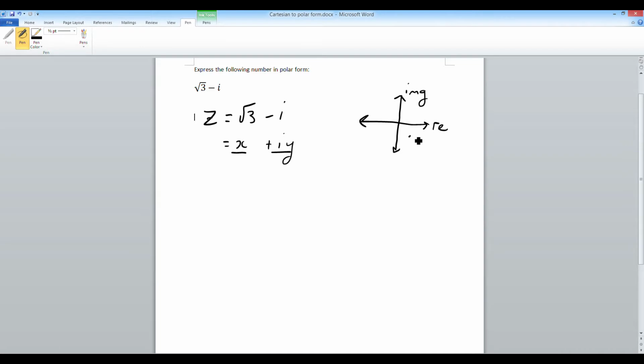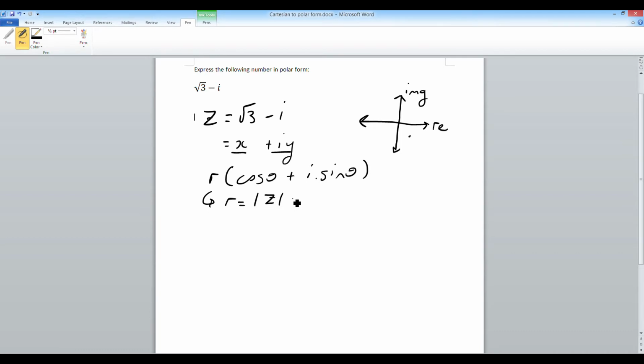We should always remember that cosine is positive in the fourth quadrant and sine is going to be negative in the fourth quadrant. So when we want to convert it to polar form, we want to write it in the following format: r times cosine of my angle plus i times sine of my angle. So what I have here is r. r represents the modulus. So r is the same as the modulus of z.